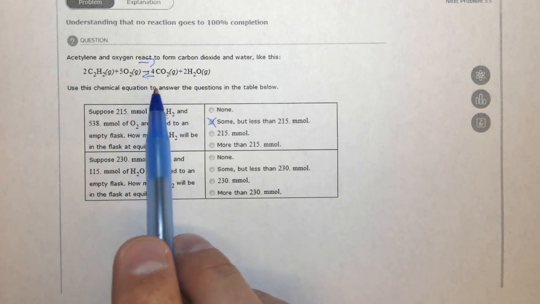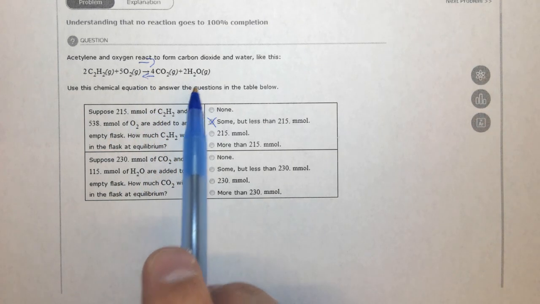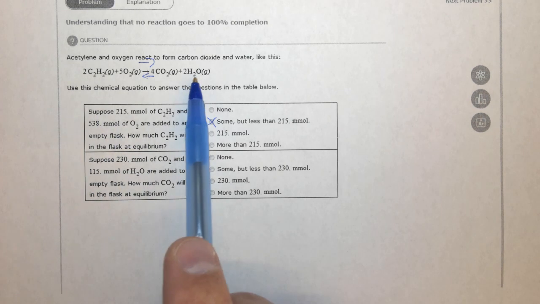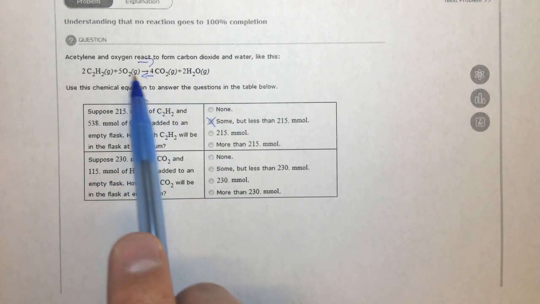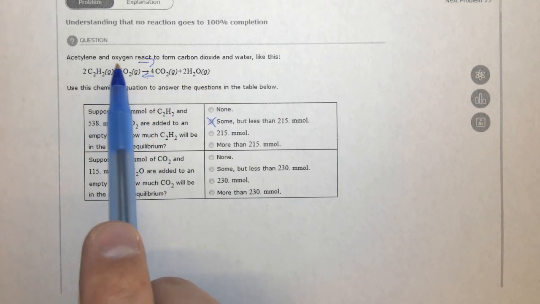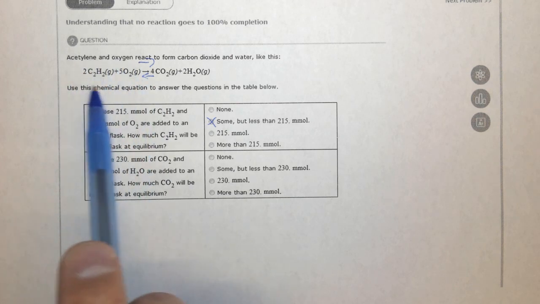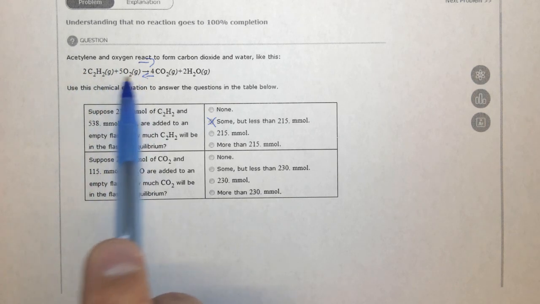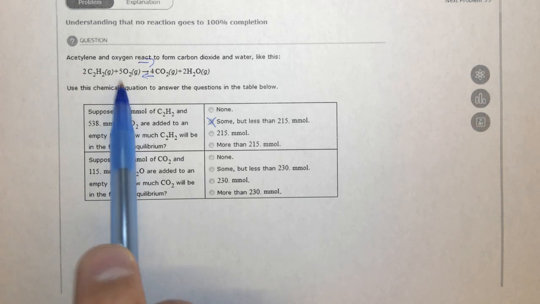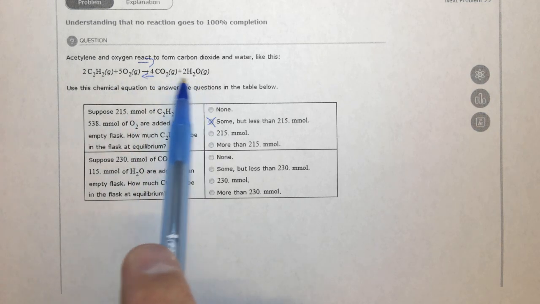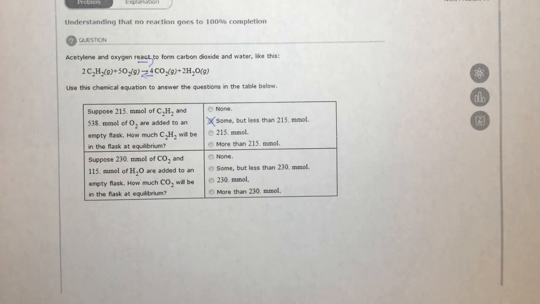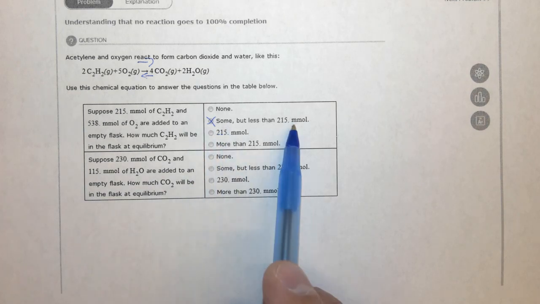But what Alex is looking for is that all reactions are reversible, and even if you have an incredibly tiny amount of the reactants, they'll have so few that they'll no longer react, and the products will eventually reach equilibrium and reform the reactants. So the answer here is some, but a little less.